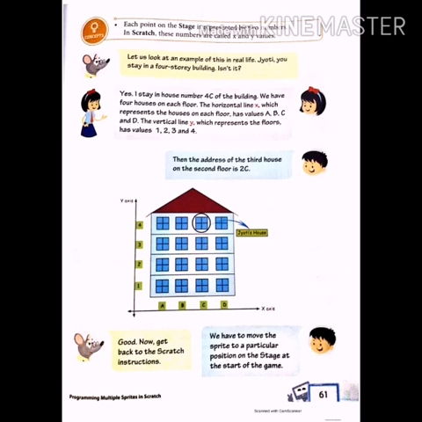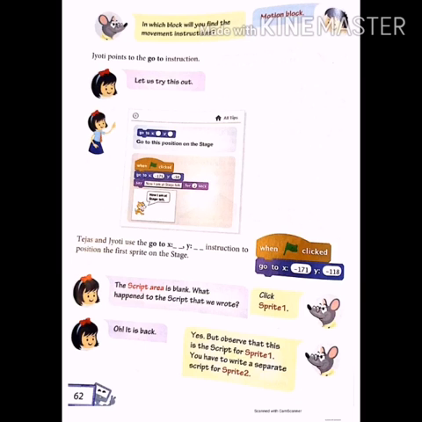Each point on the stage is represented by two numbers in Scratch. These numbers are called x and y values. Okay, now one example. I stay in house number 4C of the building. We have 4 houses on each floor. The horizontal line is x, representing the house on each floor, A, B, C, D, and the vertical line represents y, the floor. The address of the third house on the second floor is 2C.